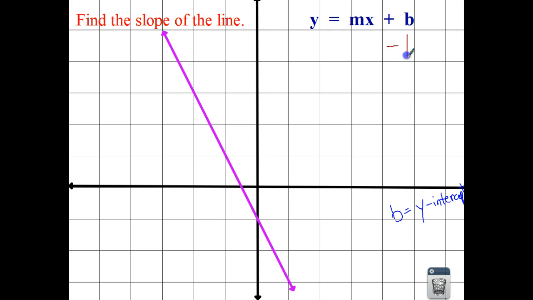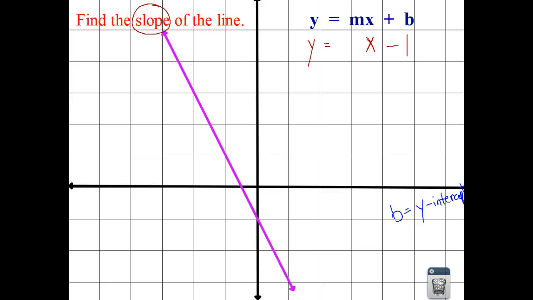So b is -1. I have a y. That's the y coordinate of my ordered pairs. Here is my x. That's the x coordinate of my ordered pair. And now I need to find m. And m is the slope of the line. So how steep is this particular line?